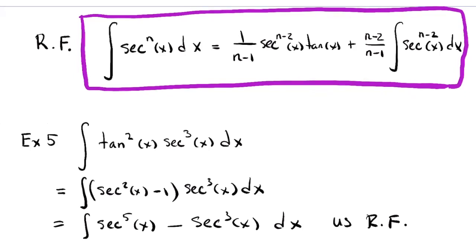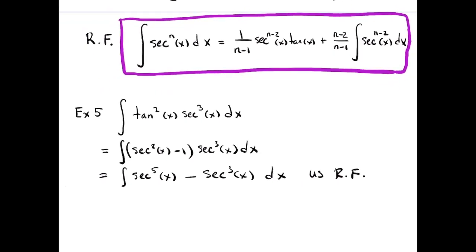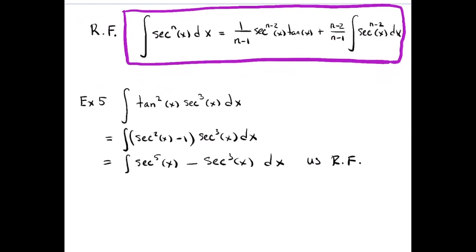I'm going to have to zoom out a little bit if you want to keep it visible while I'm writing. So in particular, I would split this integral. Think of this as the integral of secant to the 5th dx, subtract the integral of secant cubed dx, and then use the reduction formula on the secant to the 5th.